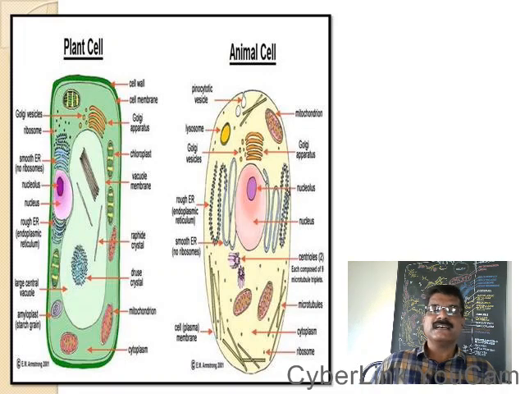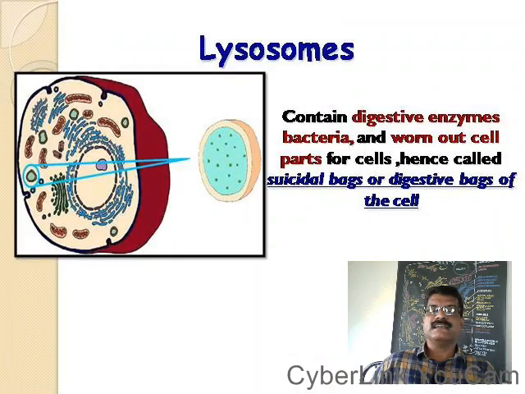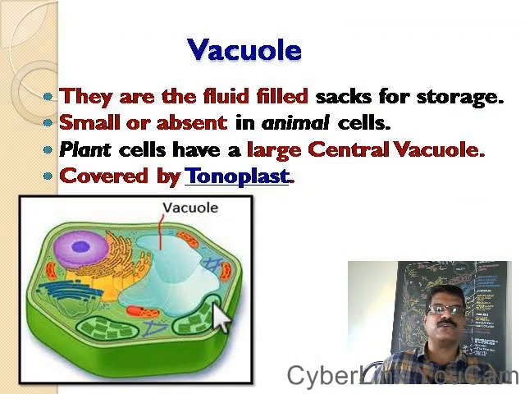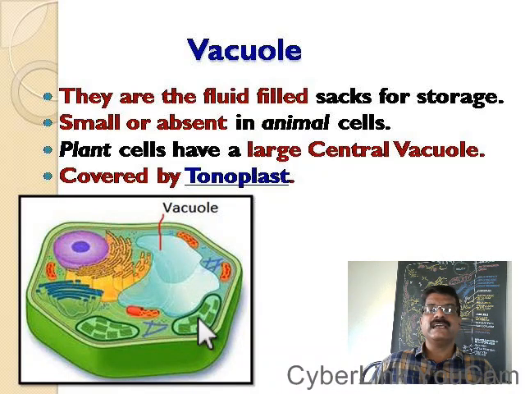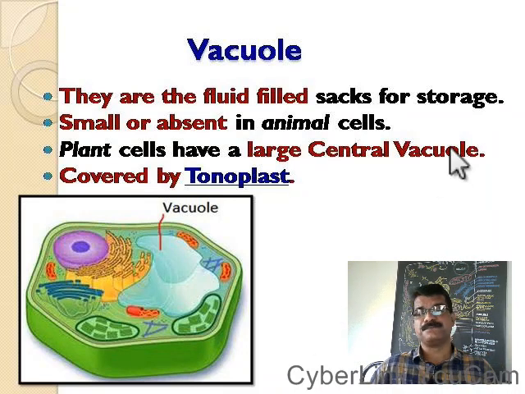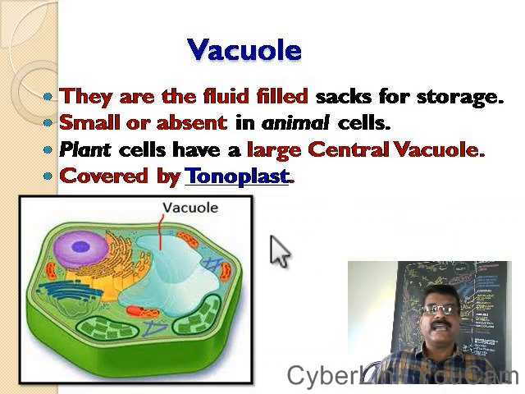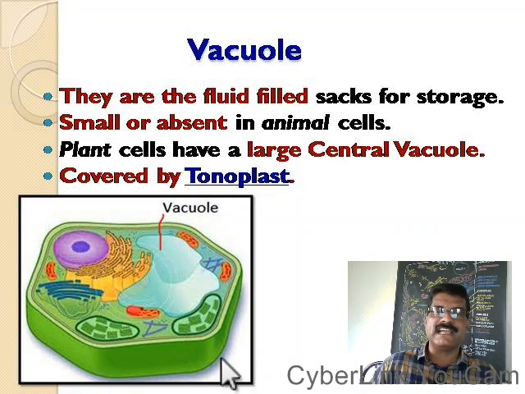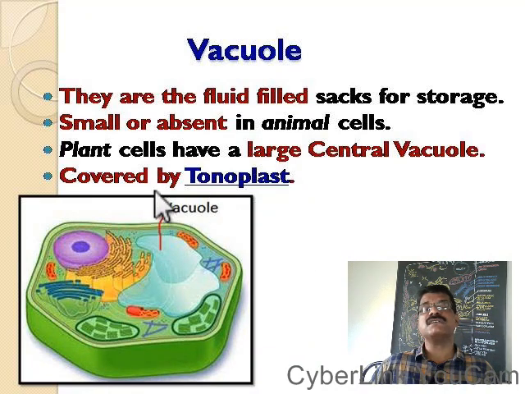Are you clear? This is the vacuole. This vacuole is actually responsible for storage of different kinds of fluids. Okay, and this vacuole is generally covered by a layer. That layer that covers the vacuole is known as the tonoplast.